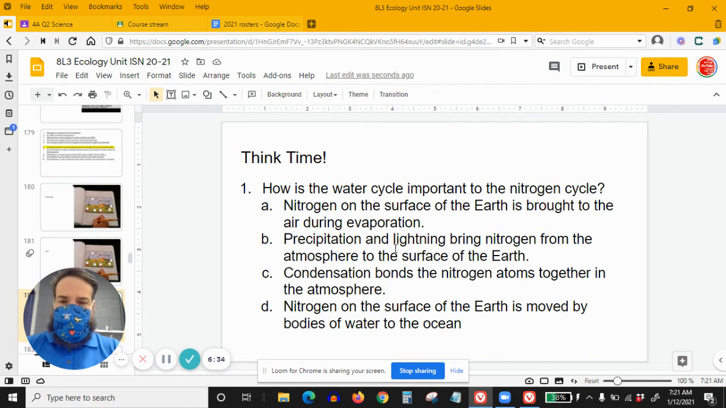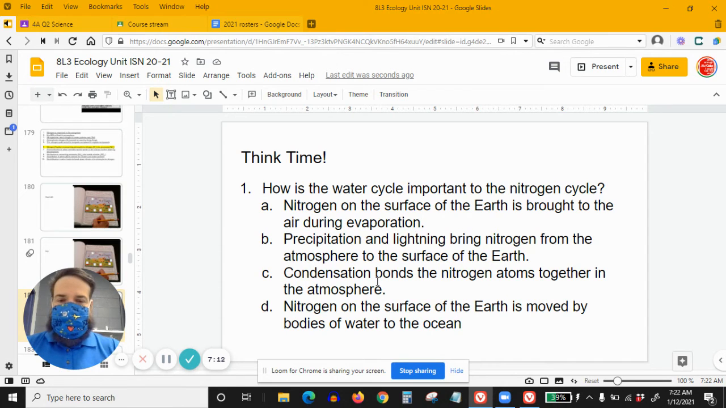All right, think time. How is the water cycle important to the nitrogen cycle? Nitrogen on the surface of the earth is brought to the air during evaporation. Precipitation and lightning bring nitrogen from the atmosphere to the surface of the earth. Condensation bonds nitrogen atoms together in the atmosphere. Nitrogen on the surface of the earth is moved by bodies of water to the ocean. All right, so pause, take some time to think, like 15 to 30 seconds at most, and then we'll see the answer.